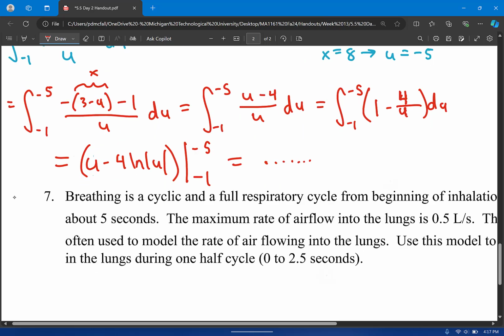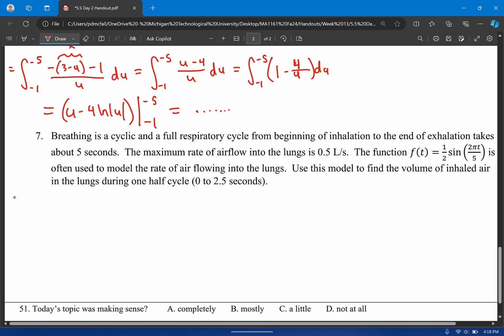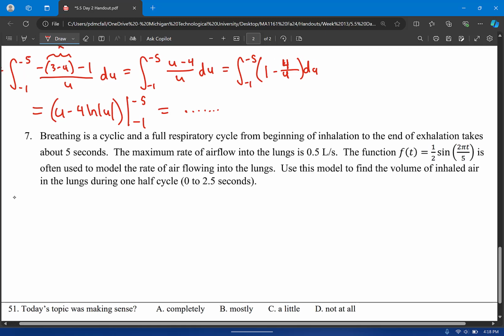Last problem here. Breathing is cyclic. In a full respiratory cycle, from the beginning of inhalation to the end of exhalation, it takes about 5 seconds. So take a deep breath. When you're breathing, it's cyclic. You breathe in, then you breathe out, and it cycles over and over again, in, out, in, out. If you take a breath, it takes about 5 seconds from the start of inhaling to the end of exhaling. It's a full cycle.